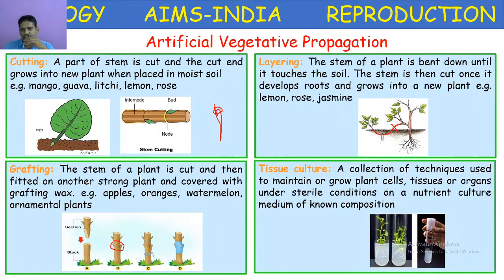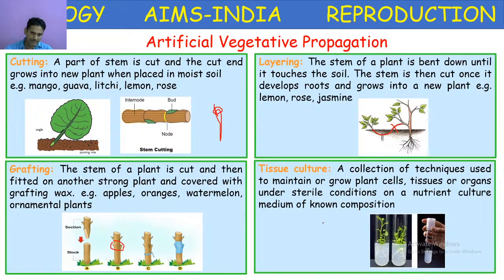Under sterile conditions. So here, tissue culture is a collection of techniques used to maintain or grow plant cells, tissues, or organs under sterile conditions on a nutrient culture medium of known composition. For example, here we are calling it the X plant.